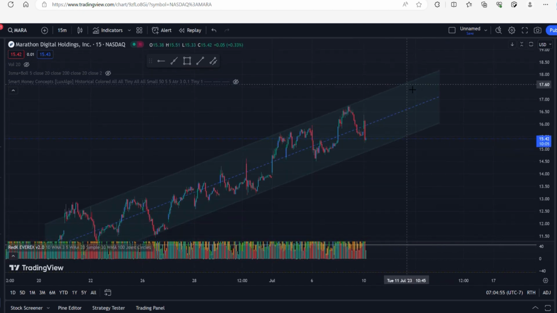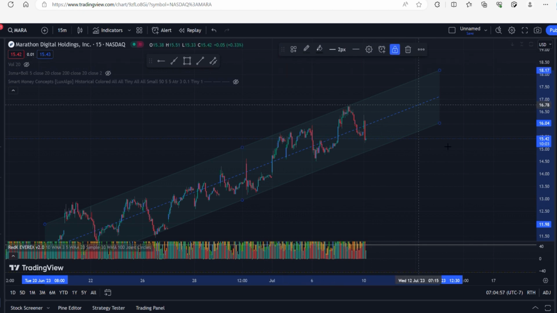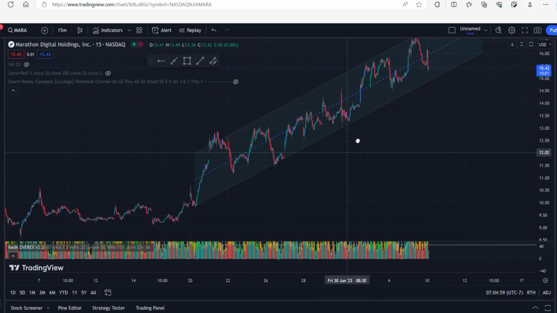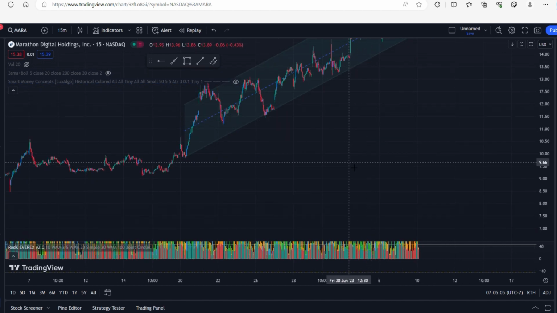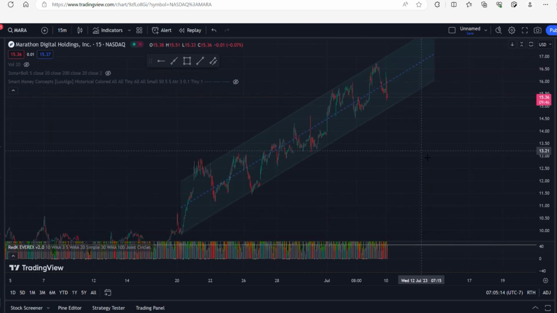If it breaks out of this channel, and I'll leave it on this chart, actually, I'll lock it down. Check that out later. If it breaks out of this channel, then we're coming down to $13. If it breaks that, we're coming down to $11.85. If it breaks that, we're getting strong support around $10. And that's where I'd be buying heavily if it reached that region there.